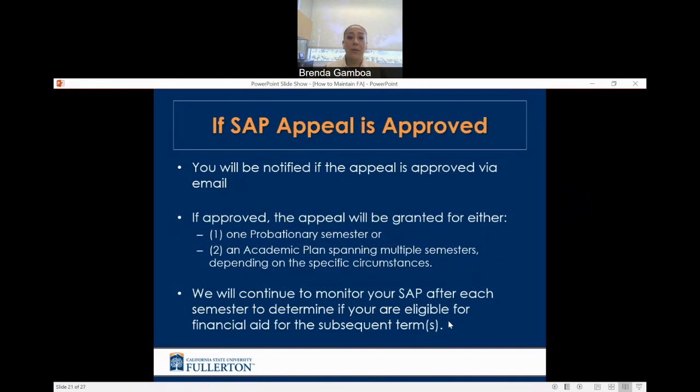If your SAP appeal is approved, you'll be notified via email. If your SAP appeal is approved, then you will be granted aid for either one probationary semester or an academic plan spanning multiple semesters depending on the specific circumstance. We will continue to monitor your SAP after each semester to determine if you're eligible for financial aid for the subsequent term.